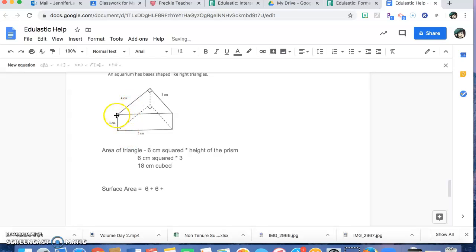Now I have 3 rectangles. If I trace over right here, this front rectangle, the area of that is 15. If I trace over the rectangle on the left here, you see where I'm tracing, it's 4 by 3, so that's 12. And the rectangle on the right over here, that's 3 by 3, so that's 9. So 6 plus 6 plus 15 plus 12 plus 9. So that gives me 48 centimeters squared is the surface area.